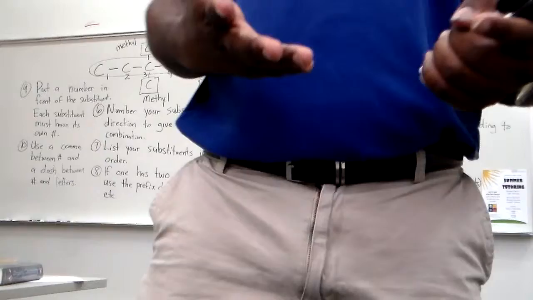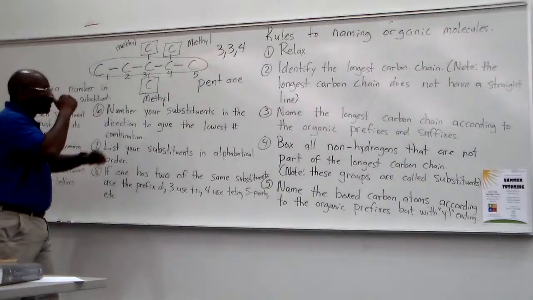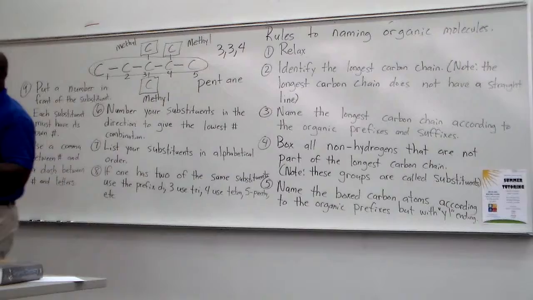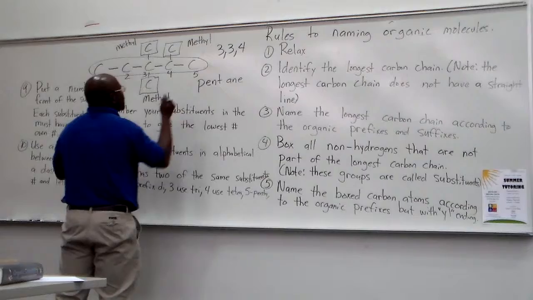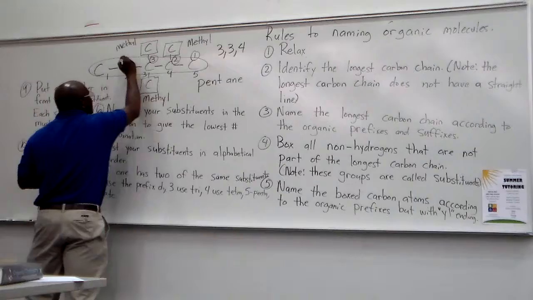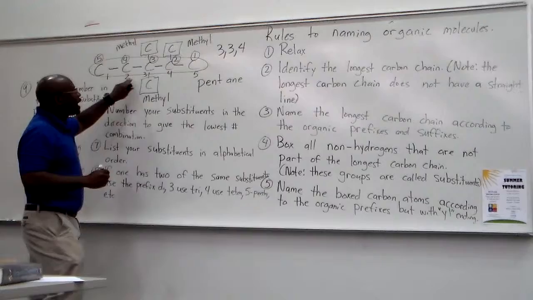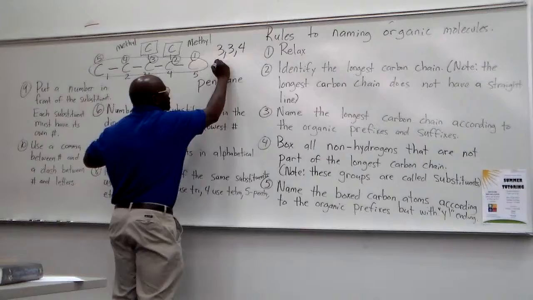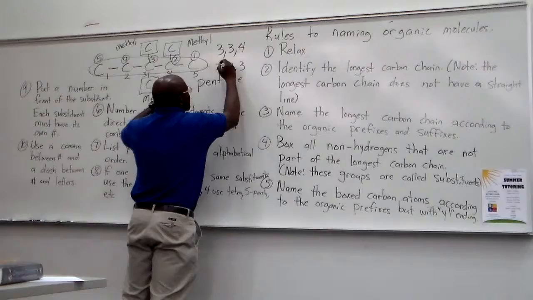Now here I am going from left to right. I came with a combination of 3, 3, 4. But equally, I can number it from right to left. If I go from right to left, I get 1, 2, 3, 4, 5. In the circled one, I have a carbonyl, a branch of carbon number three. These are the circled ones.